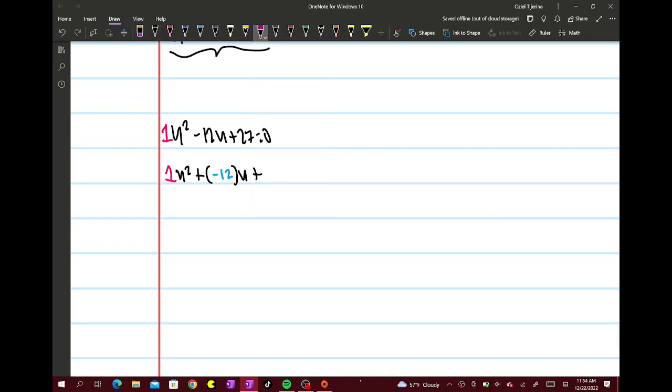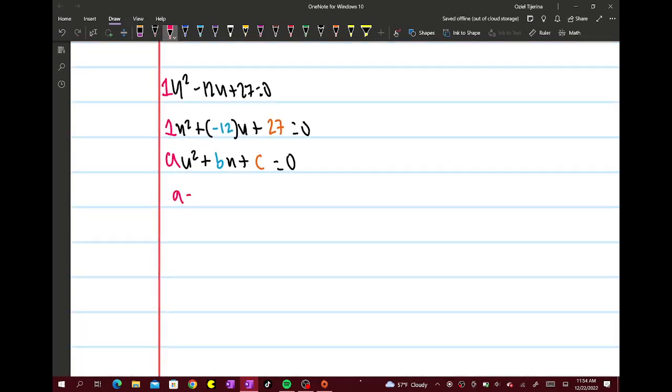So plus 27 equals 0, right? We now know that this is of the form au squared plus bu plus c, and this is equal to 0. We know that a is equal to 1, b is equal to negative 12, and c is 27.